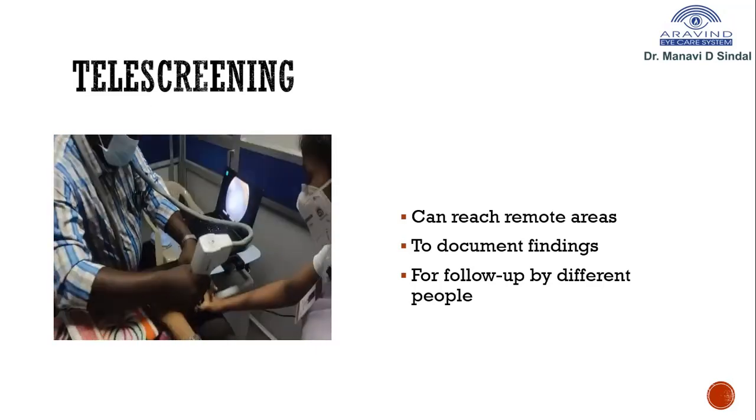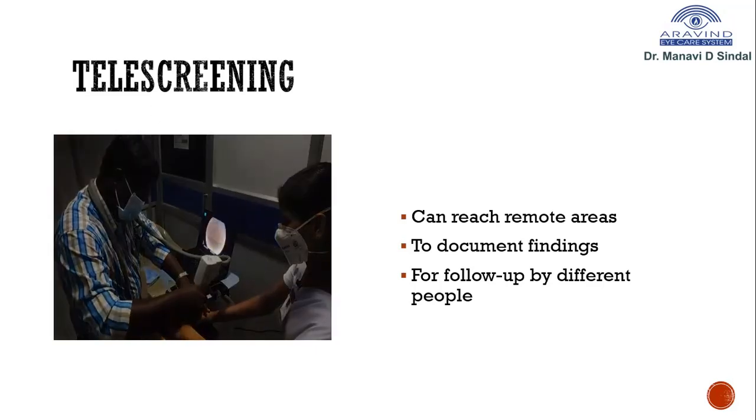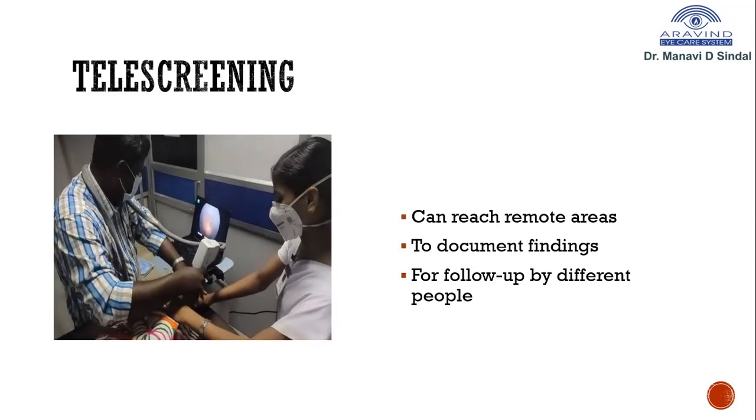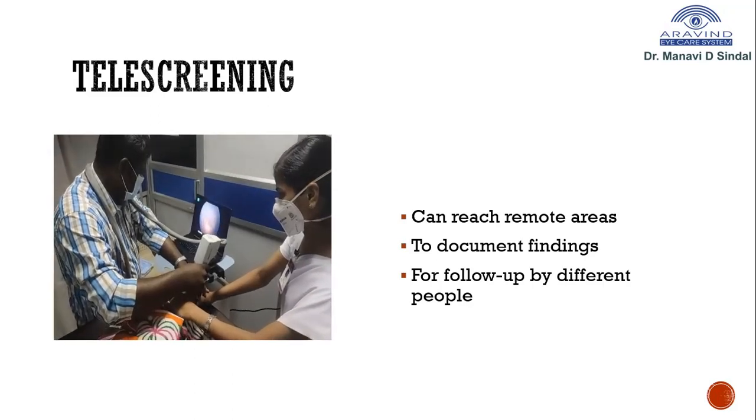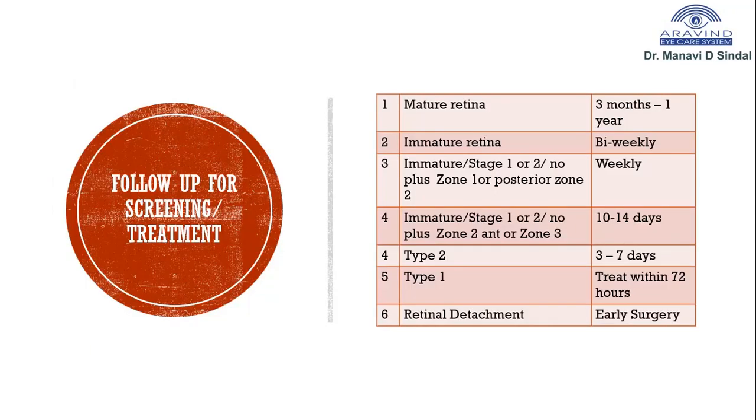Babies who are deemed to require treatment, or where the findings are more critical, are asked to come to the base hospital. So how do you follow these up? When you have a mature retina, you do a 3-monthly to yearly follow-up. An immature retina, bi-weekly. If there is stage 1 or 2 with no plus, a weekly follow-up. When you see plus disease, if it's type 2 ROP, you treat more frequently. If it's type 1, you have to treat it within 72 hours. 72 is also the outer limit; ideally within 24 to 48 hours.